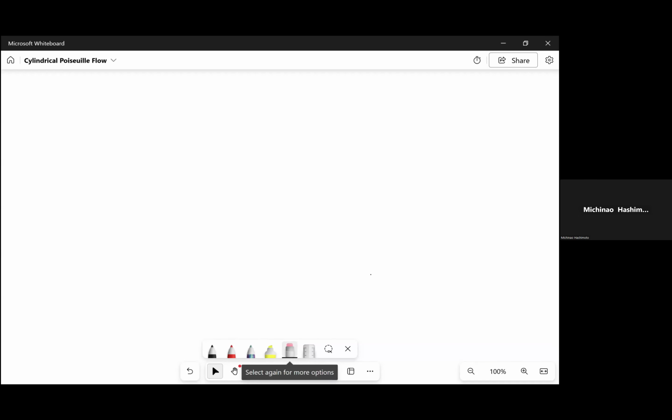Right, so let's discuss yet another geometry, which is the cylindrical pipe flow. Or we can just say pipe flow in this case. So in this particular case, we are going to consider the flow through the pipe. And let me give a schematic here.